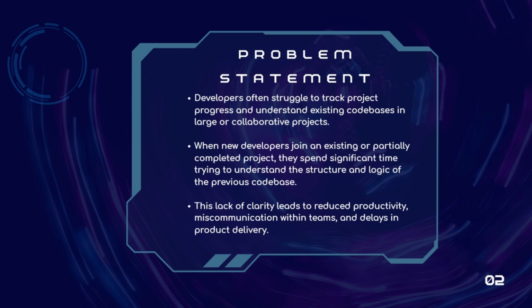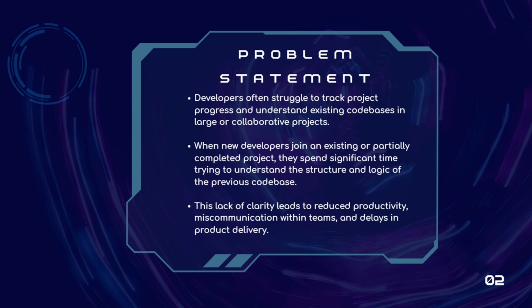So modern software systems are becoming increasingly large and complex. When developers join a new project or try to understand an existing code base, they have to go through hundreds or even thousands of lines of code just to understand how different parts of the system interact and function. This process can be time consuming, inefficient, and frustrating, especially for projects with multiple modules and dependencies. So the problem is simple.